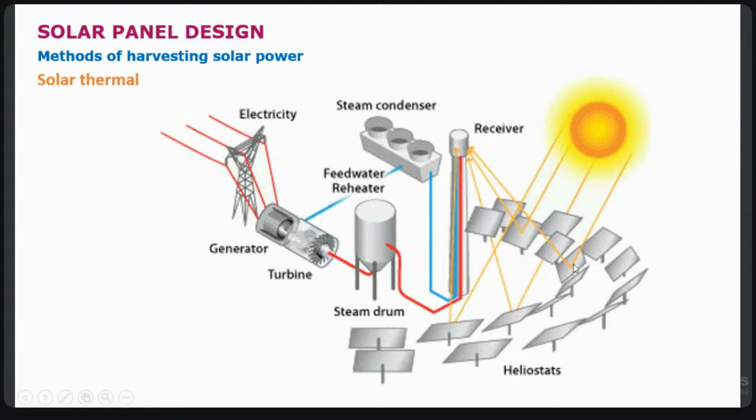So in solar thermal, the heliostats act as a mirror. Whenever sunlight falls on this mirror, it is directed to a single point, that is the receiver. In the receiver, due to high heat, the feed water comes in and goes to the steam drum, then the turbine. This turbine generally converts the mechanical energy into electrical energy.